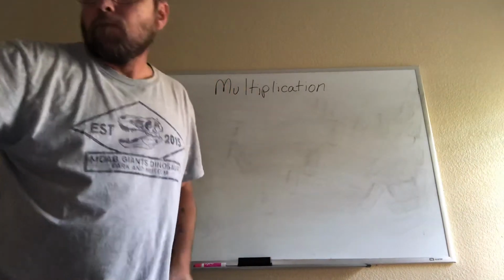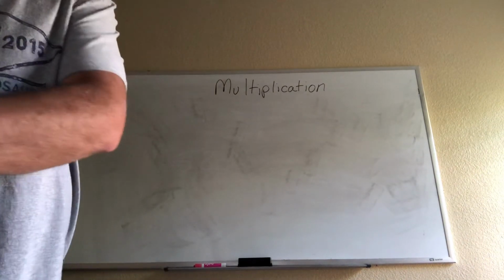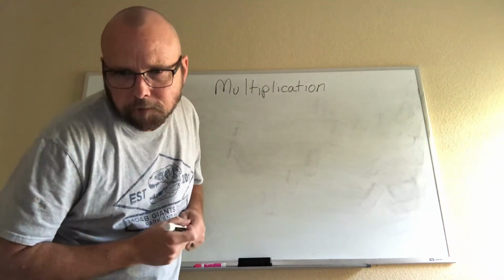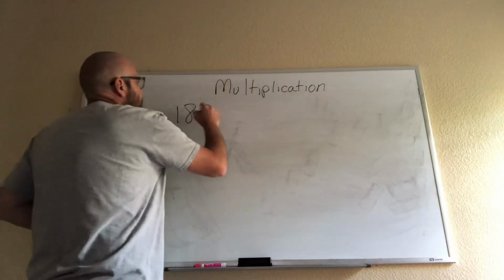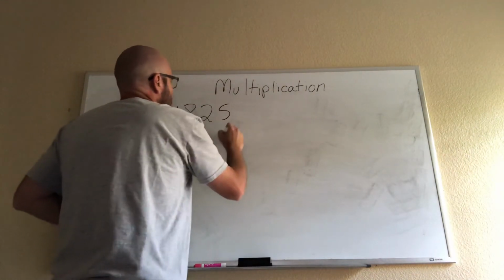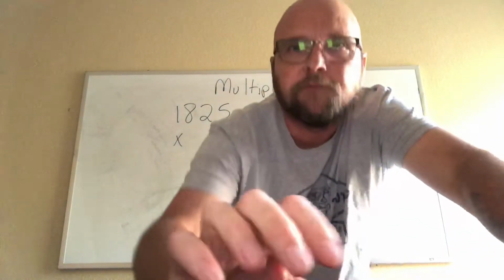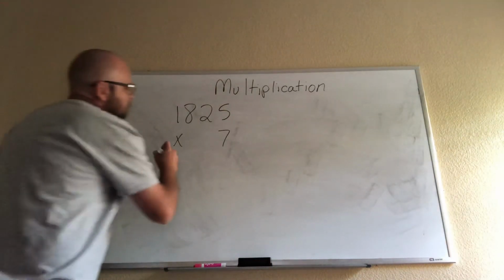Let's look at one more. We'll go with, we're going to multiply 1,825 times 7. We're going to multiply that by 7.